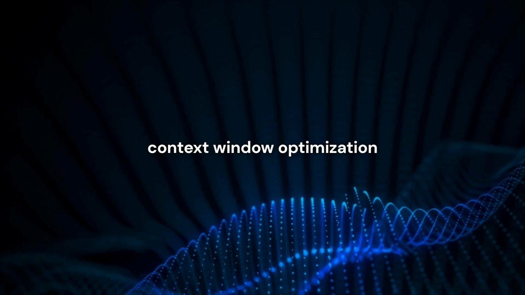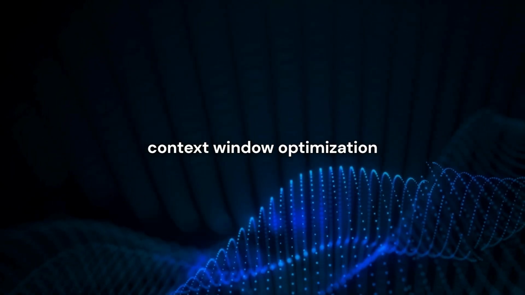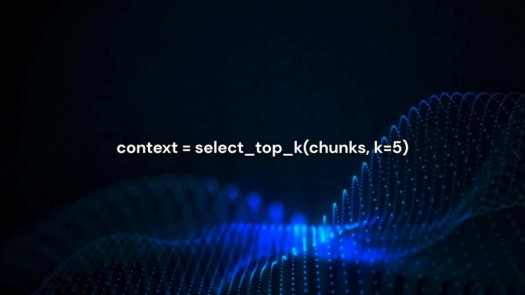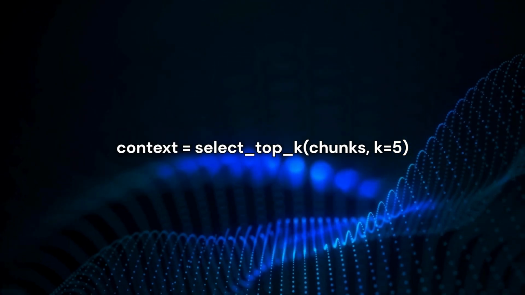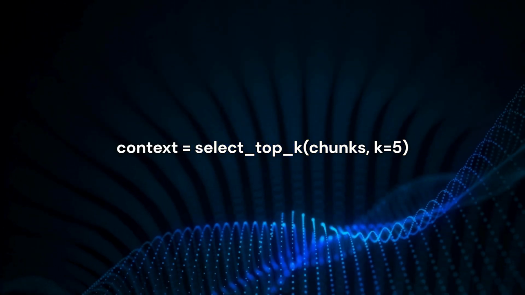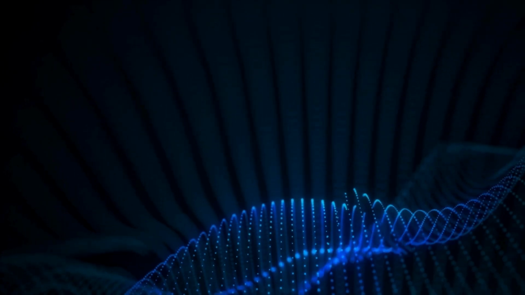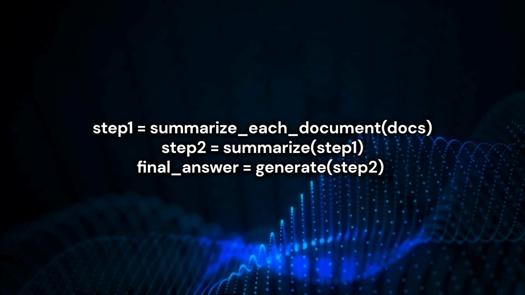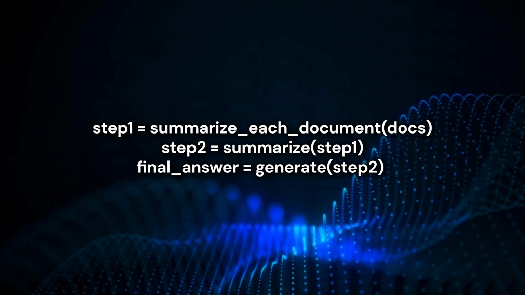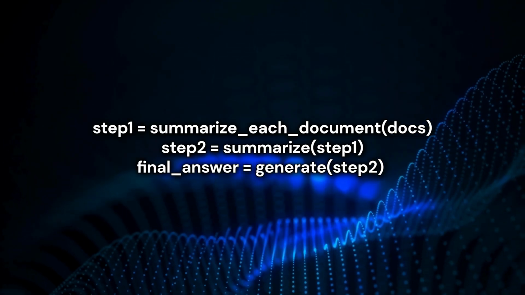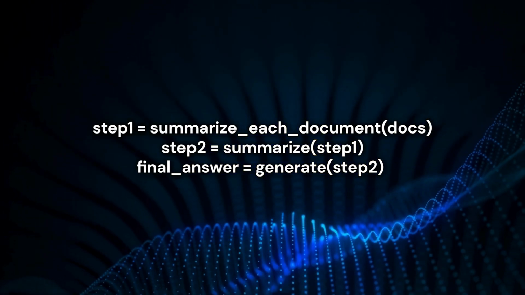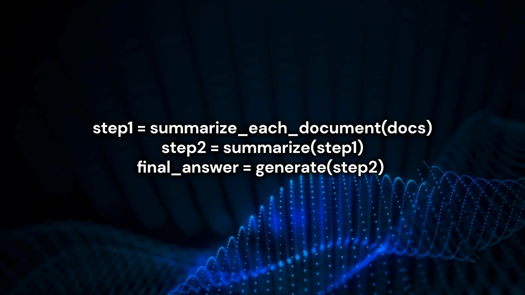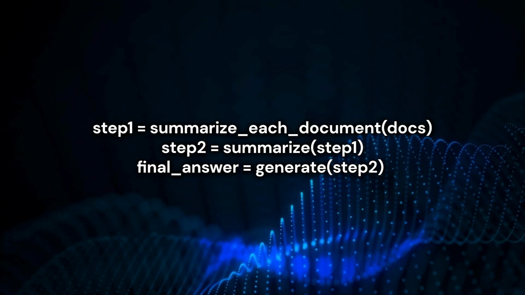Now let's move to context window optimization. Every model has a token limit, so we cannot send everything, right? So we select only important chunks. We are choosing only the top 5 most relevant chunks instead of sending everything. This keeps input small and focused. Now we also use hierarchical summarization as well. Let me explain this part very clearly. First we summarize each document individually, then we combine those summaries, then we generate the final answer from this compressed version. This reduces noise significantly and improves accuracy.